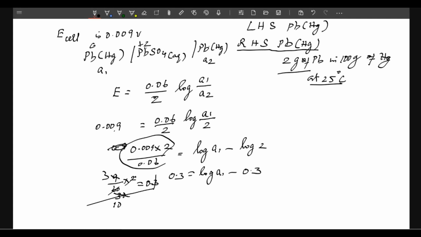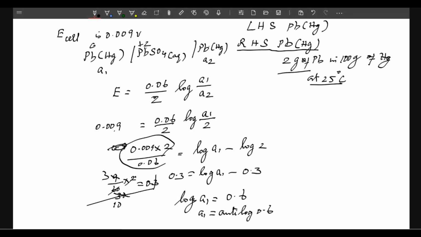0.3. Therefore, log of A1 is equal to 0.6. A1 is equal to anti-log of 0.6. என்னது anti-log of 0.6? பார்த்து சொல்லுங்க பார்க்கலாம். உங்க கால்குலேட்டர் யூஸ் பண்ணுங்க.